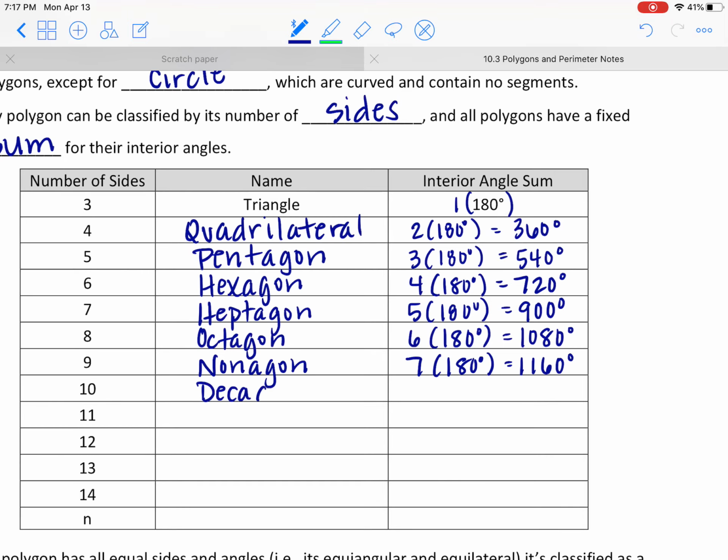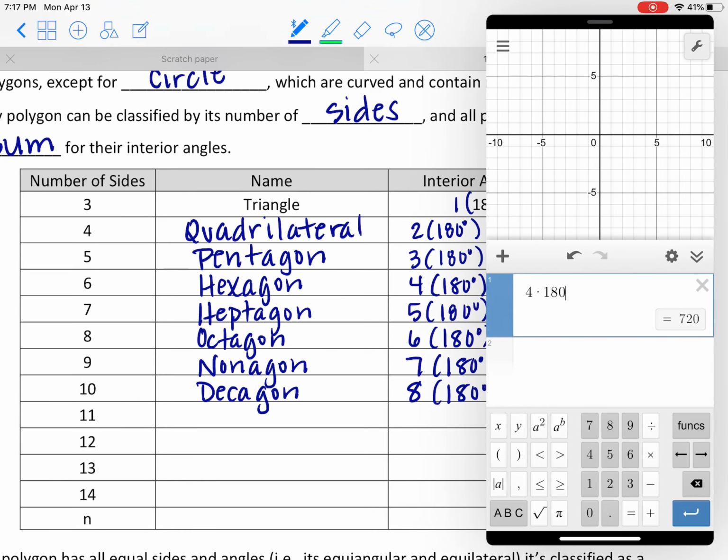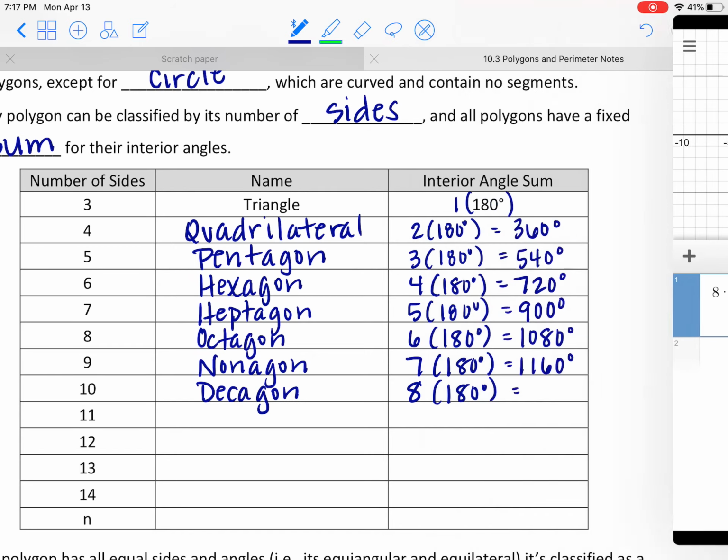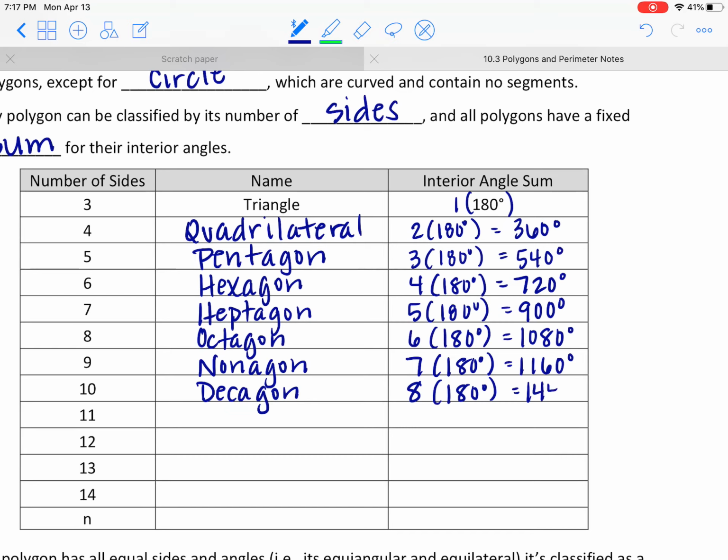10-sided polygon is called a decagon. And that would add another triangle, another 180 degrees. So that would be, oh gosh, my mental math. It's going to be 8 times 180, so 1440 degrees.